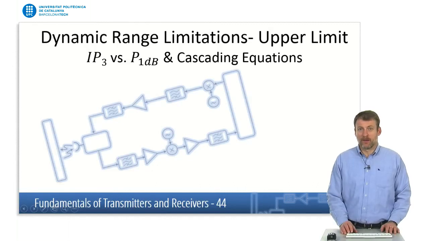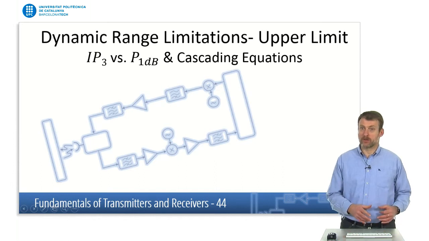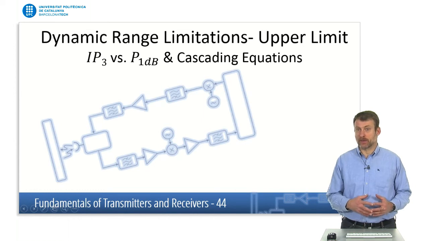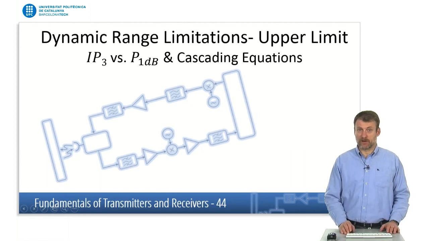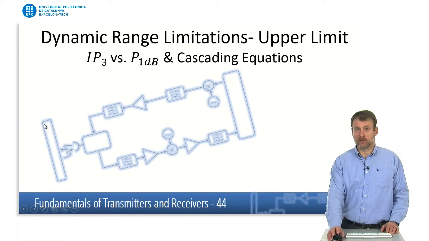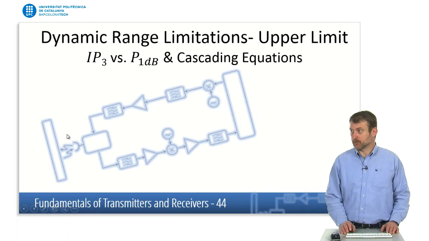Welcome back. Now, we've seen already intermodulation products and gain compression, and both are effects that limit the dynamic range of the receiver. They set up the upper limit of the dynamic range of the receiver. Now I want you to see two things. First, that IP3 and the 1 dB compression point are related for the case of third-order nonlinearities, and also that we can derive some cascading equations for both of them.